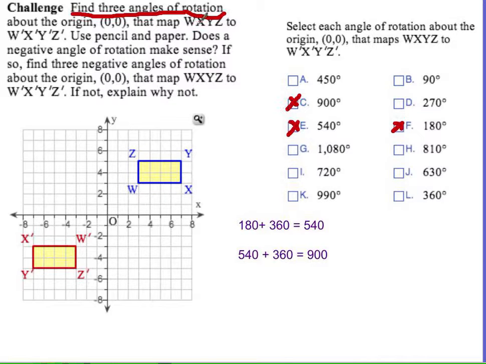Now, does a negative angle rotation make sense? So far, we've been dealing with counterclockwise. We've been turning everything to the left. Okay? If we turn everything to the right, what will we call it? Well, the opposite of counterclockwise is clockwise. But there is such a thing as negative rotations too. Positive counterclockwise, negative clockwise.